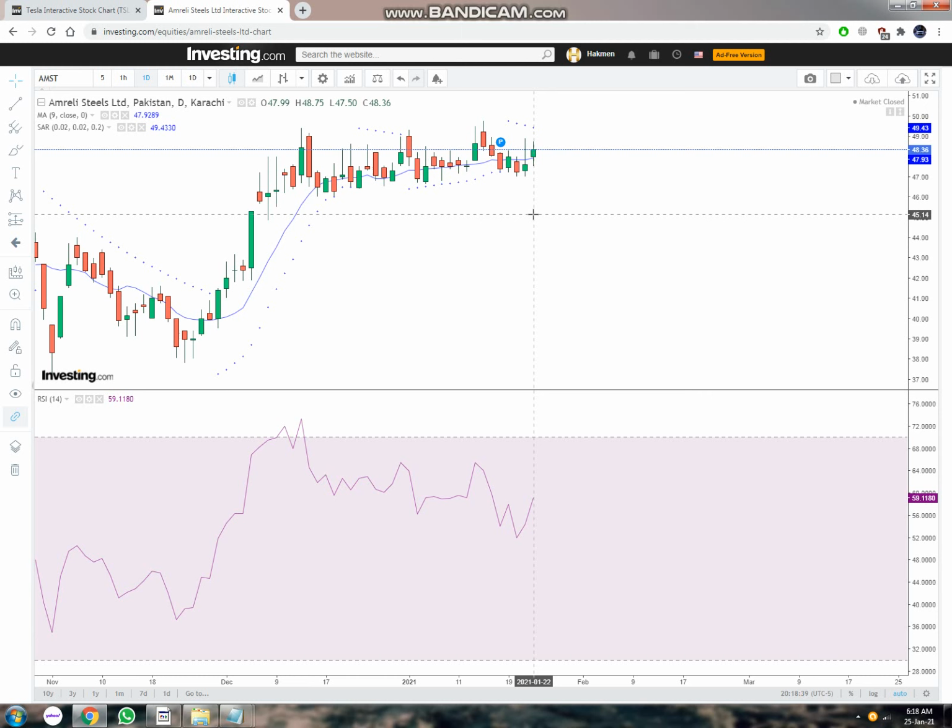The sellers think that the stock is not worth more than 48.75, so they keep the prices lower, and the buyers think that the stock is worth more than that, so they push the market up from 47.5. So this is the psychology of the traders here.